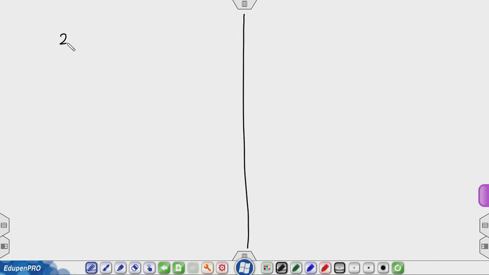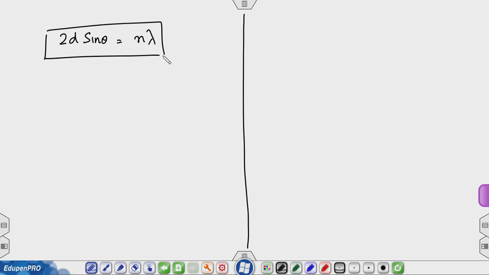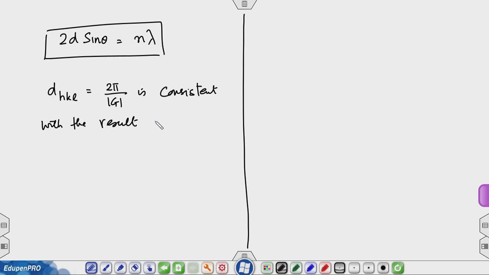What we need to show is that I should have 2 d sine theta equals n lambda in general. Before we do that, I want you to show that this result that d_HKL equals 2 pi over mod G is consistent with the result of problem 4 of lecture 16.